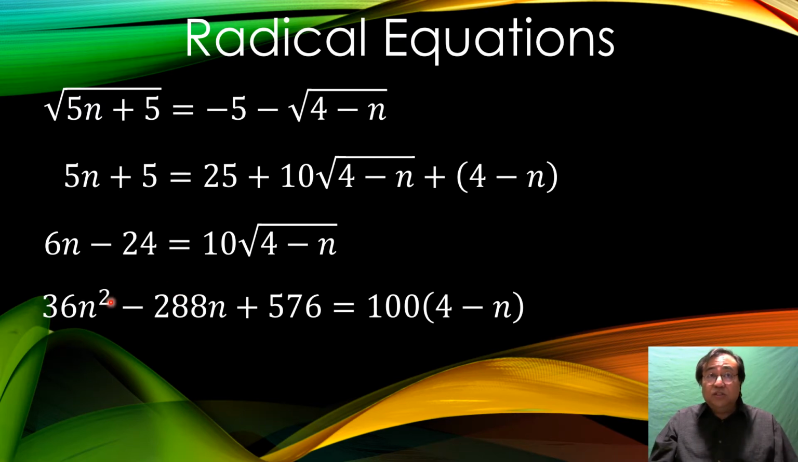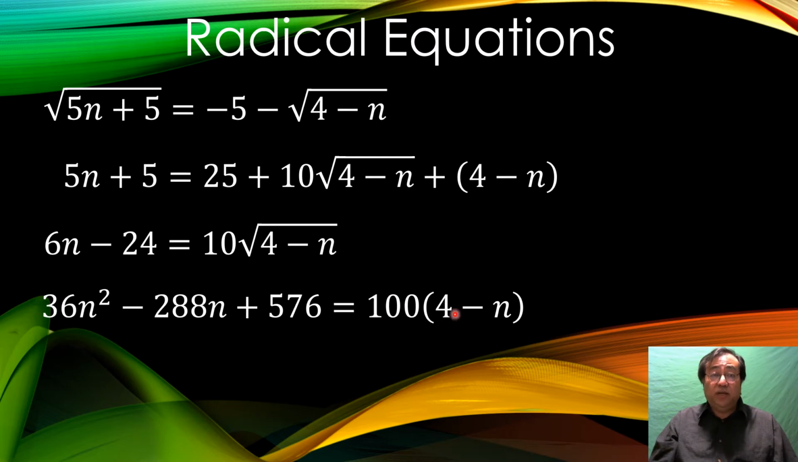So remember, this is the shortcut for squaring a binomial. 6n squared is 36n squared. 24 squared is 576. The middle term comes from 6n times 24. 6 times 24, what is that? That's 144. And then times 2 is 288.